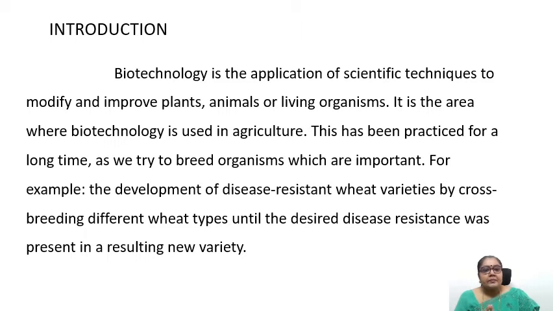of crops. For example, the development of disease resistant wheat. We have a special variety of wheat which is disease resistant. This is obtained by cross-breeding different wheat types until the desired disease resistance is present in that particular wheat. So a new variety of wheat is available, which is disease resistant.